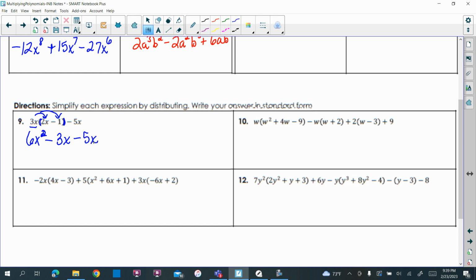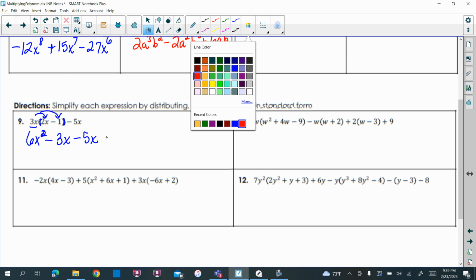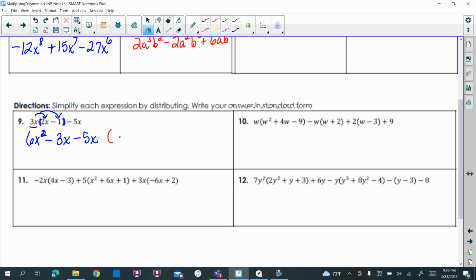And then here, hopefully you see, we have to combine like terms here, because we have a minus 5x, 3x, and a minus, sorry, 5x. So when I combine my x's, our final answer would be in standard form. Highest exponent comes first. So that would be 6x squared, and then it would be minus 8x. And then that is our simplified expression.